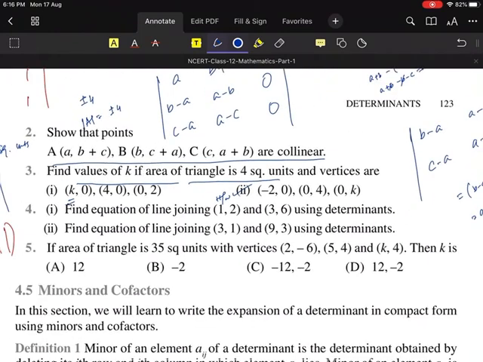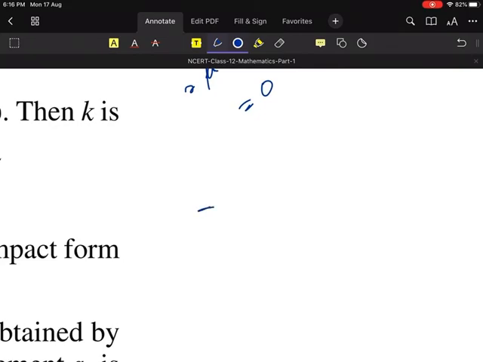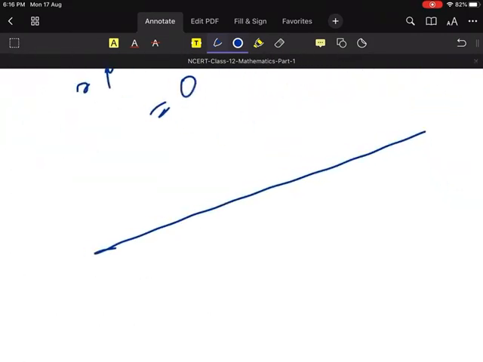Now let's do question 4-1. Let's finish this chapter. So 4-1 is what? Find equation of a line joining the points 1, 2, and 3, 6 using determinant. Now you have to find an equation of a line. When you think of a line, a line is like this, right? And they have given 2 points of the line. One point is 1, 2, and the other point is 3, 6, right? Yes or no? So these 2 points are given.